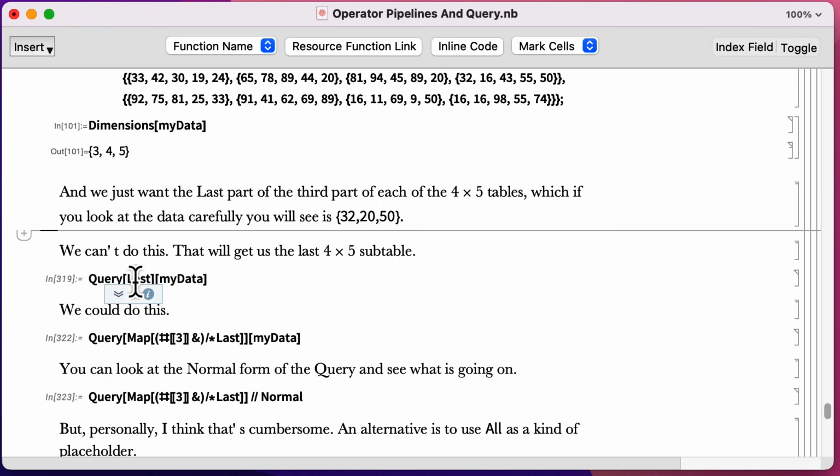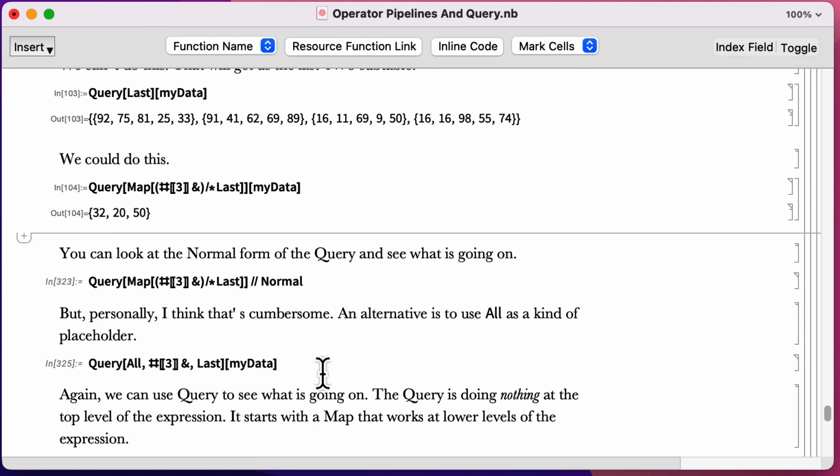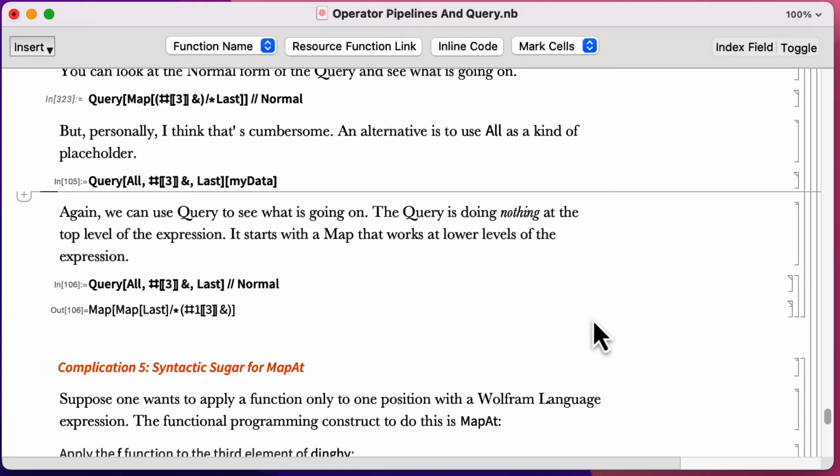So could I do this? Could I say get me the last? And no, that gets me the last entire piece. Now I could do something like this, where I say for each 4 by 5 table, get me the third row and then get me the last piece. That would actually work, but to me that's kind of ugly, and let me show you the alternative.